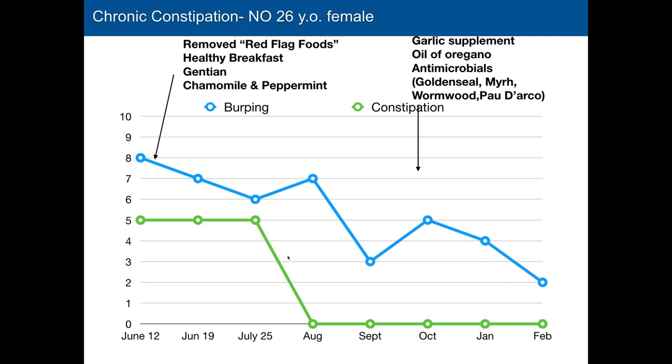I think my plot here is not quite right. I gotta update that. We got the constipation, started to see a much better improvement in that once we started doing oil of oregano, antimicrobials, and a garlic supplement. And that's what really got the burping to improve. And sorry, my timeline here, I didn't adjust it quite right.